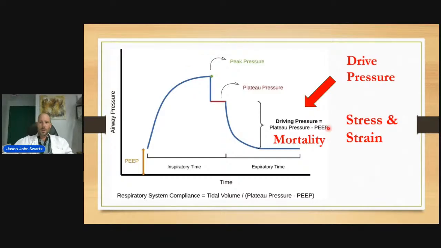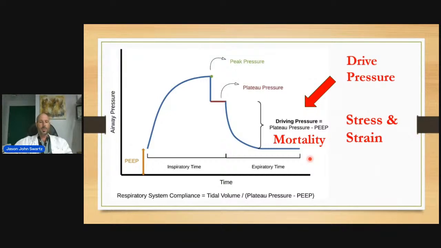So looking here, this is the drive pressure. Let's say that it was an expiratory pause. This is your total PEEP. This is your plateau. This is your drive pressure, plateau minus PEEP. And more literature is coming out, seeing the importance of drive pressure as an indicator of mortality.